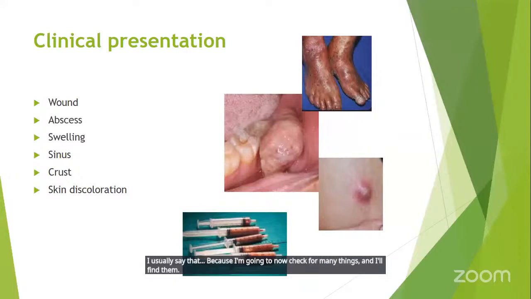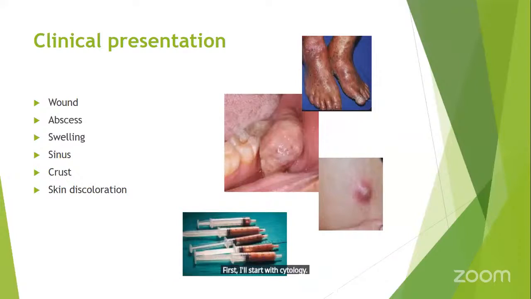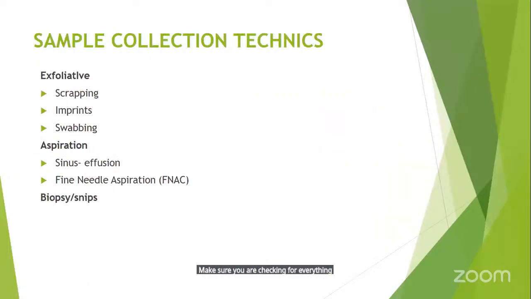First, I'll start with cytology. Then it shows me there's a lot of neutrophils. Sometimes you just go in for cytology and you find malignant cells in an aspirate like this one. So from today, whoever is listening to me, make sure you are checking for everything.